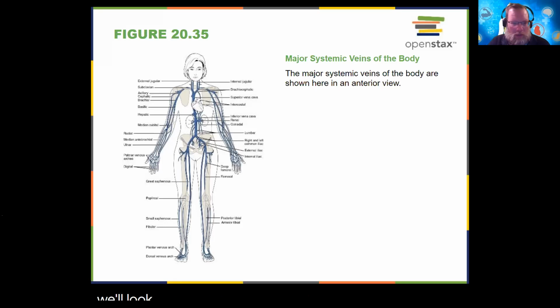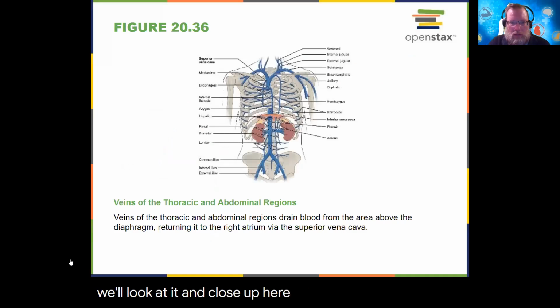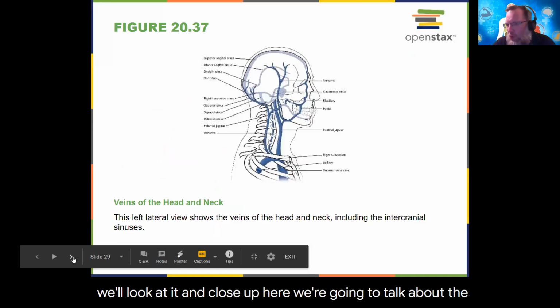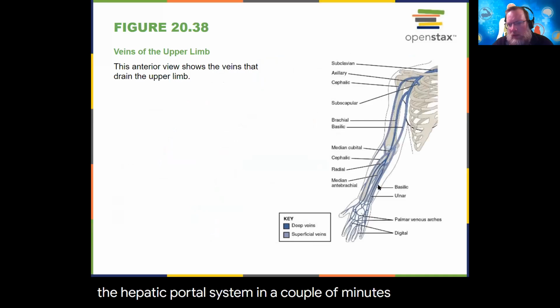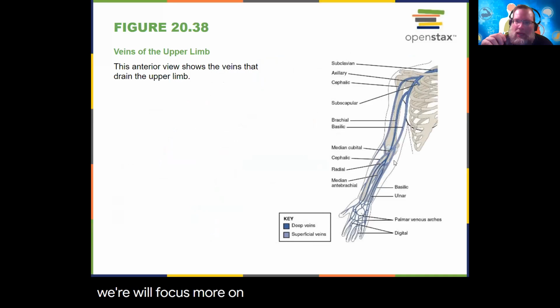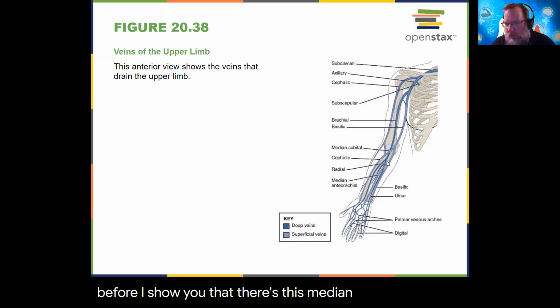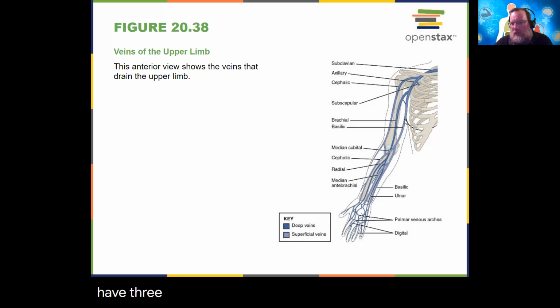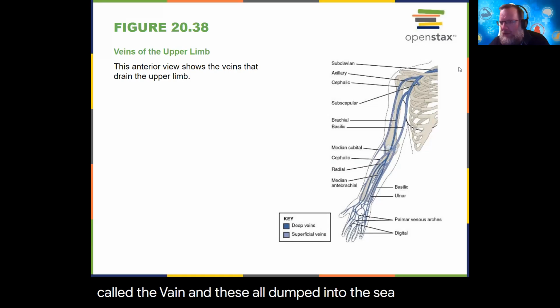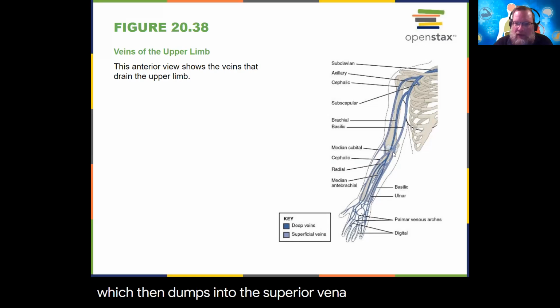there's another one, and we'll look at it in close up here. We're going to talk about the hepatic portal system in a couple of minutes as well, but we'll focus more on the hepatic portal. Hepa, of course, means liver, so that's coming up in a second. But before I show you that, there's this median cubital that I talked about earlier when it comes to drawing blood. So we have three major veins in the upper arm. The primary one, of course, is the brachial vein, but we also have what's called the basilic and then the cephalic vein. And these all dump into the subclavian, which then dumps into the superior vena cava.